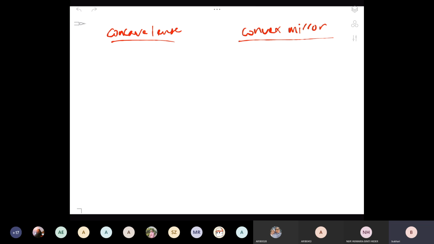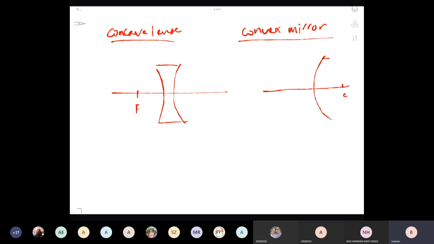Now, concave lens. Okay, we have here concave lens. We have F here. And convex mirror. This is convex mirror. Convex mirror, so we have C here. Convex mirror, this is the back side of the mirror. So the mirror is here. Here's the mirror.